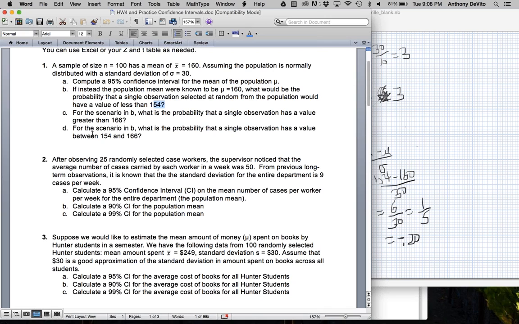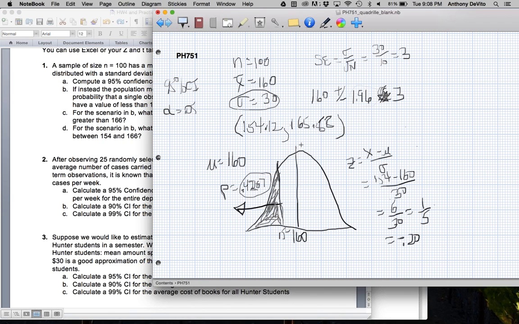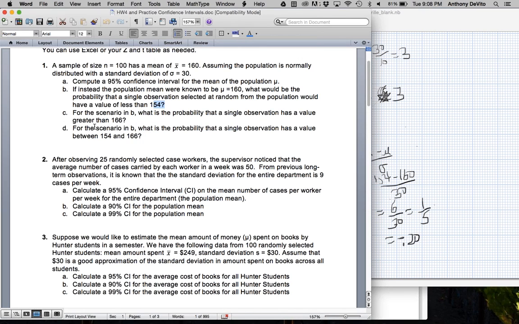Okay, let's see the next part here. For scenario B, what is the probability a single observation has a value greater than 166? Well, now we're 6 above the mean, right? So this area is going to be symmetrical to this area, so it's also going to be 0.4207. So I really don't even have to go back to the table for that.